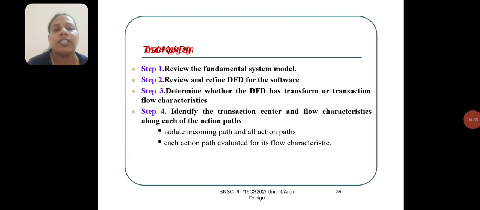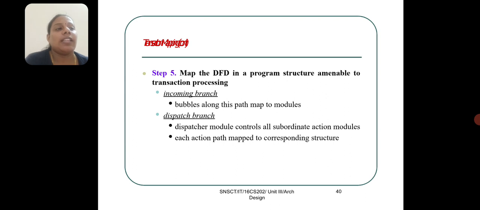Review the fundamental system model, review the defined DFD for the software, determine whether the DFD has transform or transaction flow characteristics, identify the transaction center and flow characteristics along each of the action paths. So in this step 4, we should add a few more points. Isolate incoming path and all action paths. Each action path is evaluated for its flow characteristics. Step 5, map the DFD to a program structure amenable to transaction processing.